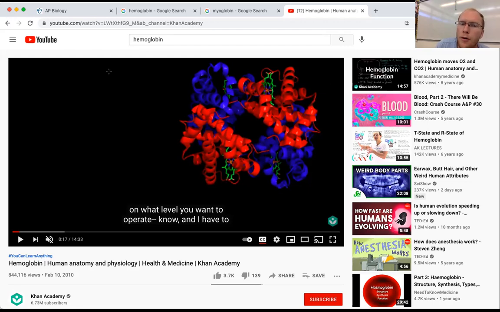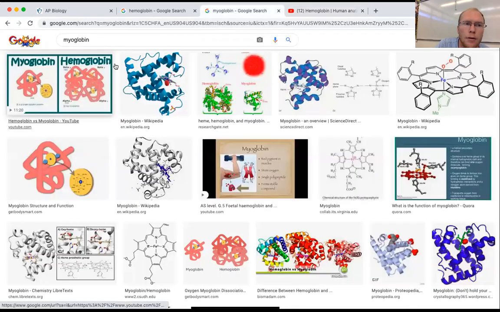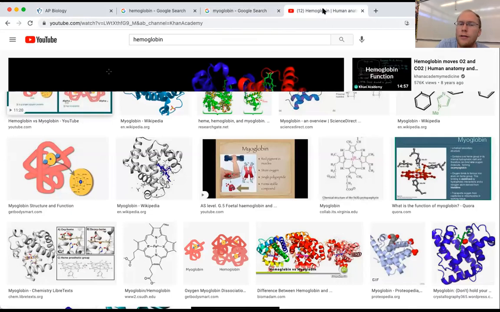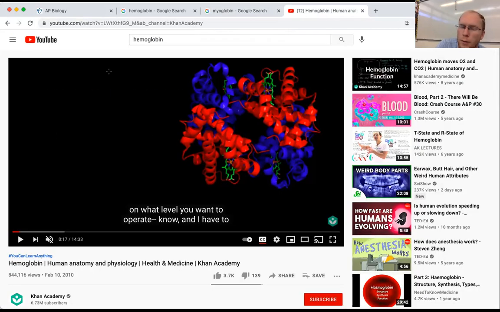If we compare hemoglobin to myoglobin, which is a similar molecule, myoglobin actually only has one chain, so it doesn't have a quaternary structure. It still has a secondary structure, primary structure, tertiary structure, but hemoglobin is made out of 4 of these chains. So we call those interactions between multiple chains quaternary structure. And that's really all you need to know.